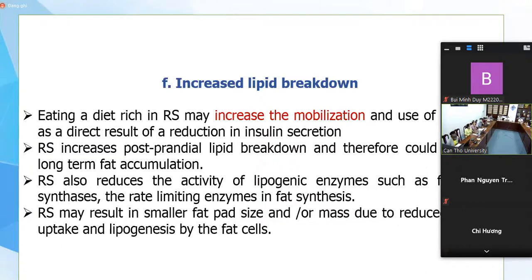The other advantage is increased lipid breakdown. So after eating diets high in resistant starch, it increases the mobilization and the use of fat storage as a direct result of reduction of insulin secretion. It also reduces the activities of lipogenic enzymes such as fatty acid synthase and other rate-limiting enzymes.